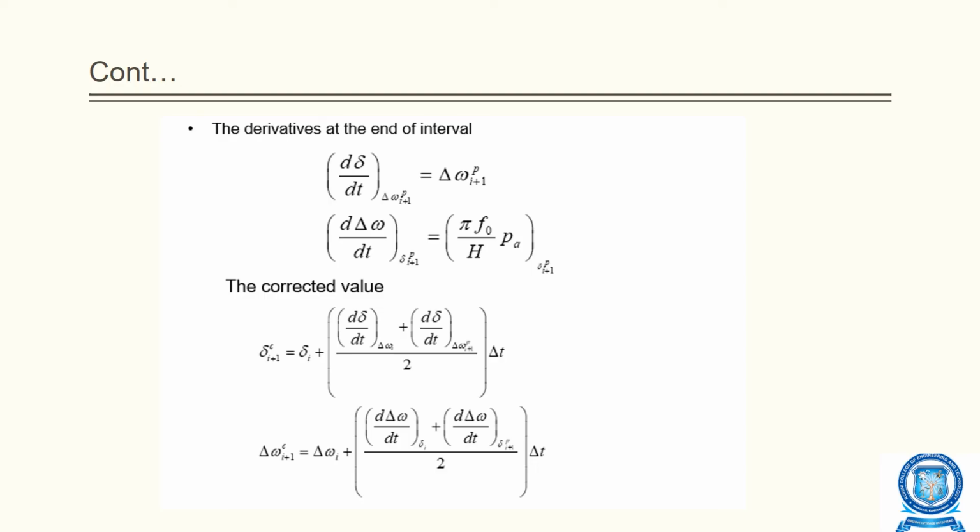The derivative at the end of the interval is given by the iteration: d del by dt at del omega p i plus 1, where del omega i plus 1 is the predicted value. The corrected value is del i plus 1 is equal to del i plus [d del by dt of del omega i plus d del by dt at del omega i plus 1] the whole divided by 2 into del t. Similarly del omega i plus 1 is equal to del omega i plus [d del omega by dt of del i plus d del omega by dt of del i plus 1] the whole divided by 2 into del t. So this is how we solve the equation using the modified Euler method. Thank you.